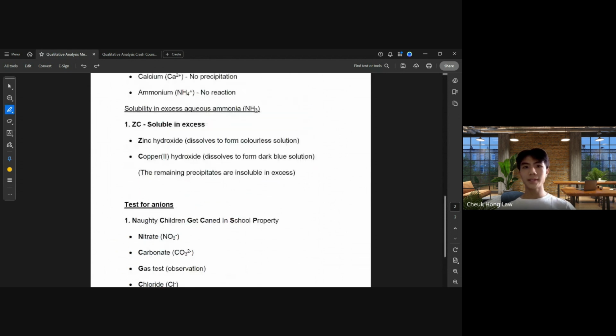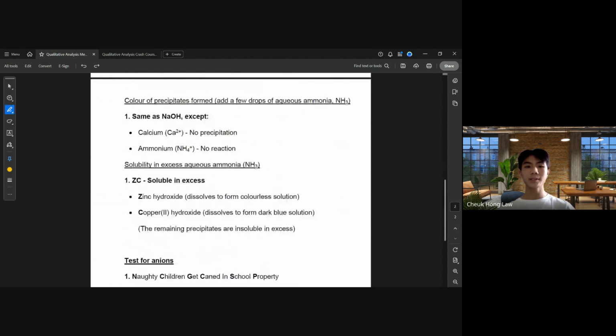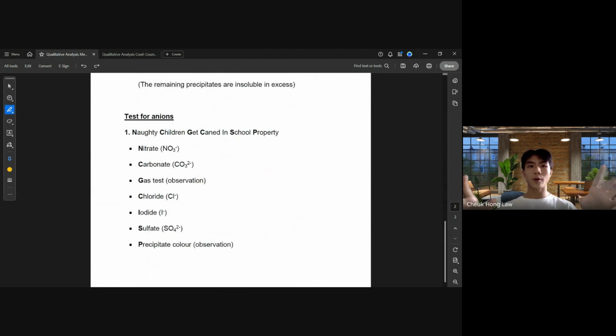All right, so that is how I remember tests for cations. Now moving on to tests for anions. Okay, the next memory shortcut is naughty children get caned in school property. So N is for nitrate, your nitrate ions, NO3 minus. C is for carbonate ions, CO3 2 minus. Okay, G is gas test.